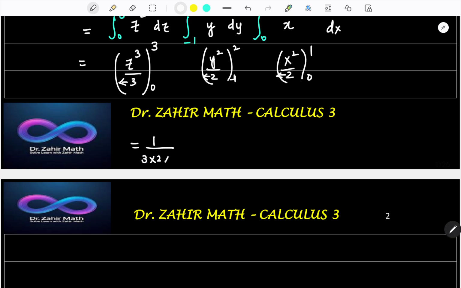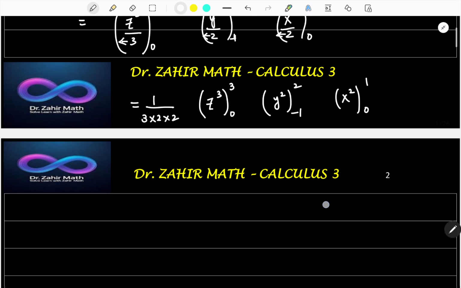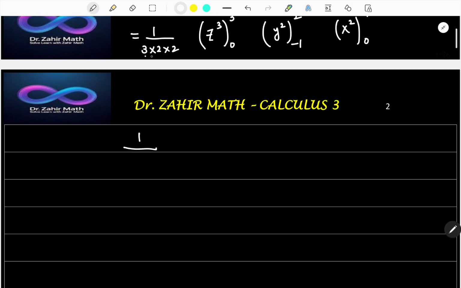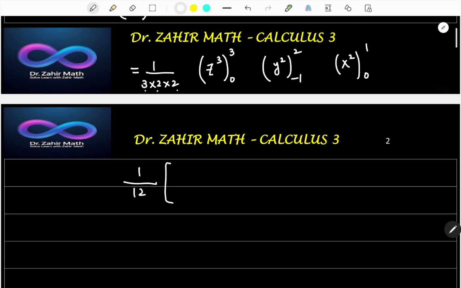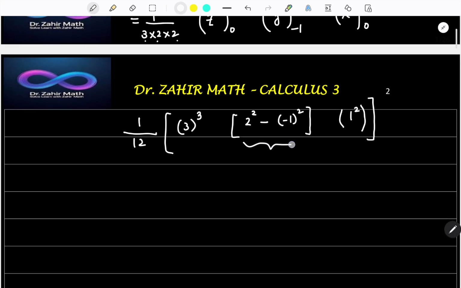So let me take the 3, 2, and 2 out: 1 divided by 3 times 2 times 2. So all these I am taking out. Then z cubed from 0 to 3, y squared from minus 1 to 2, and x squared from 0 to 1. Here 1 divided by 3 times 2 is 6, 6 times 2 is 12. Upper limit minus lower limit: the upper limit gives 3 cubed and the lower limit is 0. For y, the upper limit is 2 squared minus minus 1 the whole squared. Then for x, the upper limit is 1 squared and the lower limit is 0. Carefully do this part, very important.